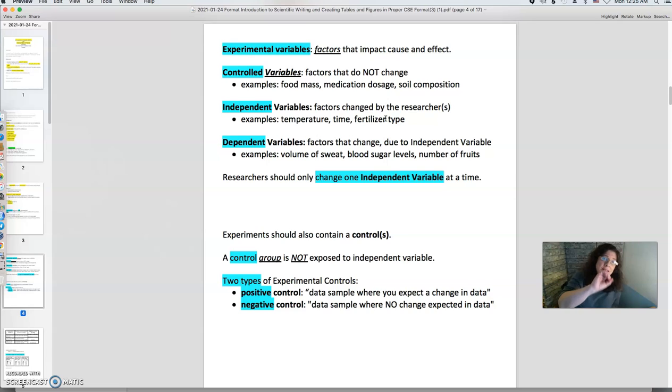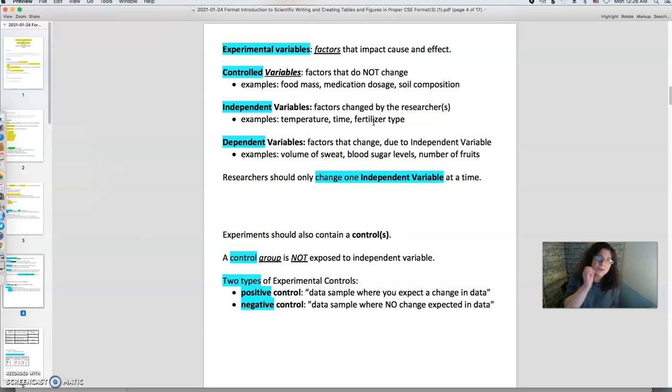In a great experimental design, you're changing one independent variable at a time. For instance, you would not change the fertilizer type and the seed type at the same time, because then you don't know if the cause and effect is due to the fertilizer type change or the seed type change. So great studies change one independent variable at a time.